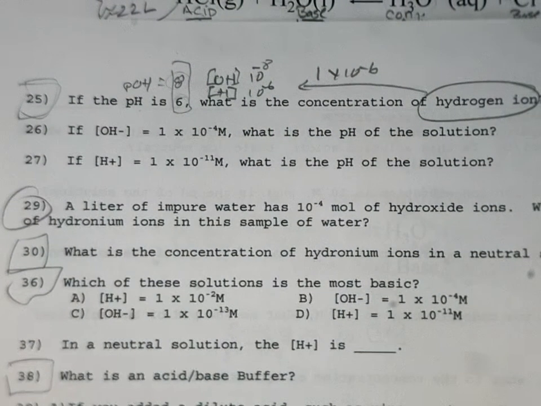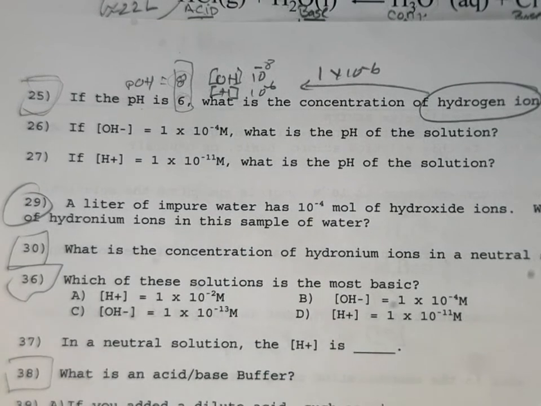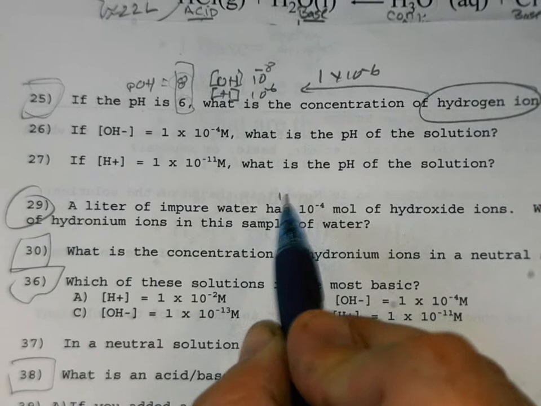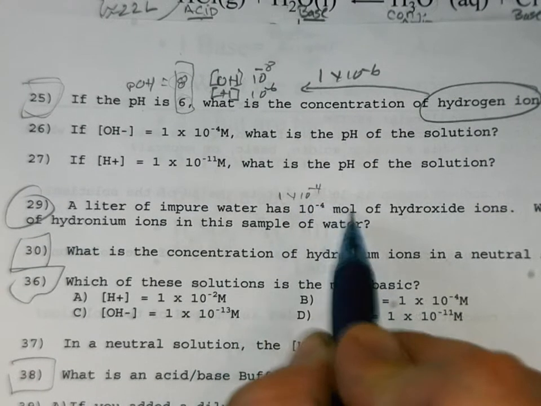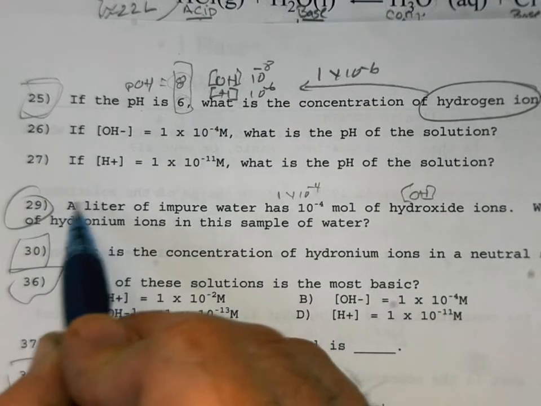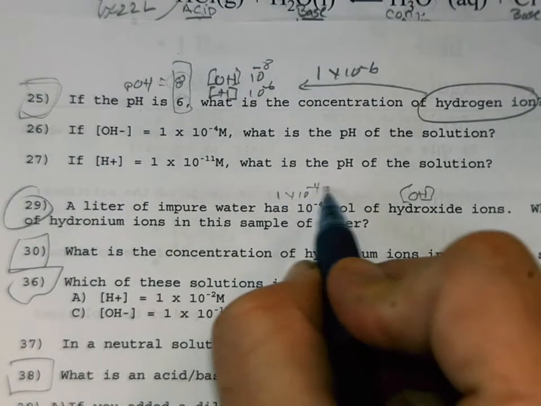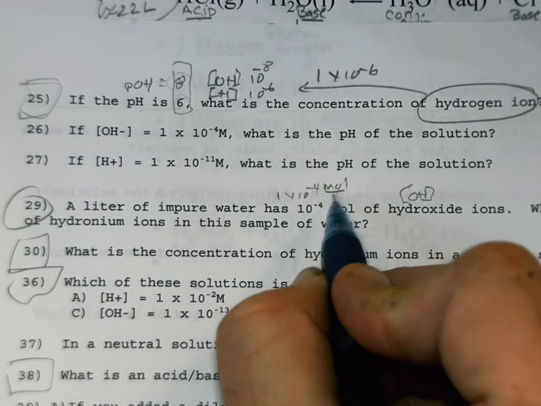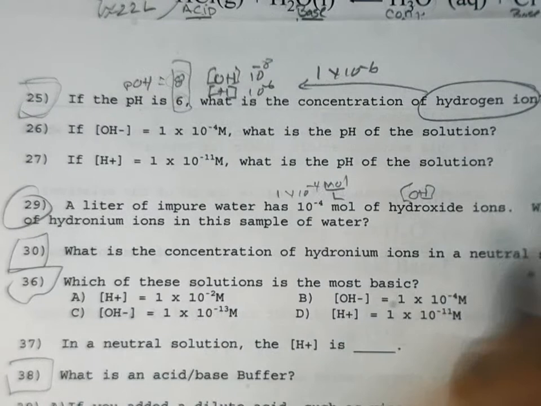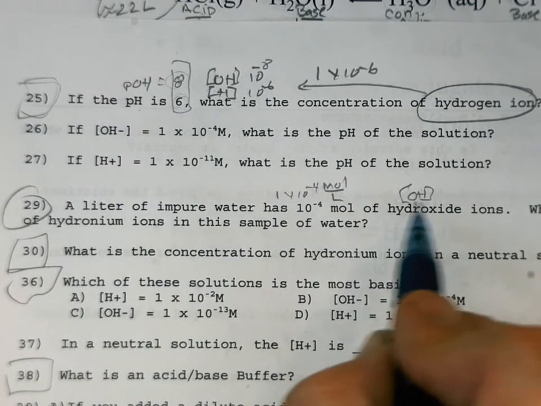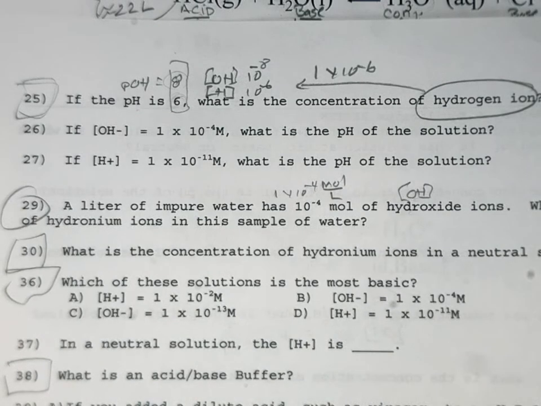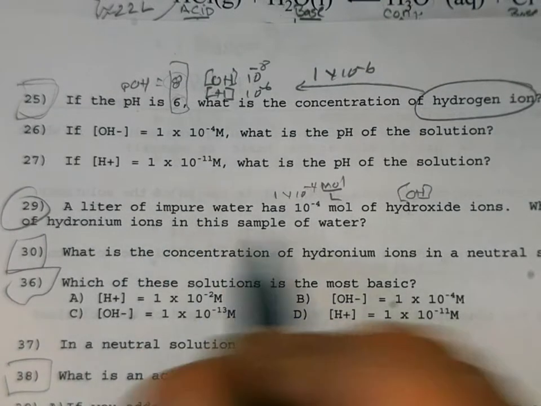29 is our next one. A liter of impure water, so that's telling you it's got some solute mixed in there, has 1 times 10 to the minus 4 moles of hydroxide ions. That's OH. Okay, we've got 1 liter, so we've got this many moles in 1 liter. So that's just what our molarity is. We have a molarity of 1 times 10 to the minus 4 hydroxide ions.